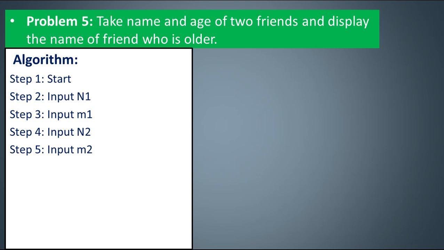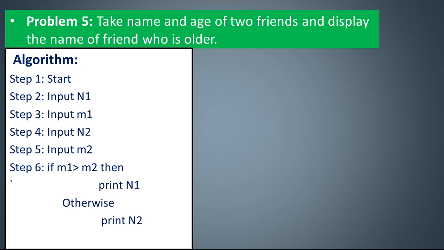So after the set of raw material, or the inputs, what will you do? You will check whether m1, that is the age of the first friend, is more than the second one. If it is true, who is older? The first friend will be older. So we will display the name of the first friend. If it is false, then the otherwise statement, that is the else part, will be executed. That means print n2, the name of the second friend, will be displayed. If the ages of both friends are the same, it will again be false, and that will display the name of anyone. That means m1 will not be greater than m2, so the otherwise statement will be executed.